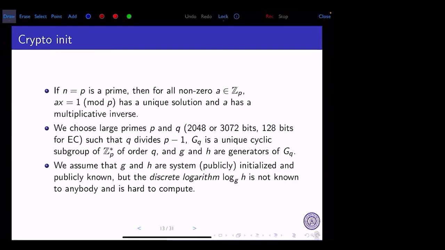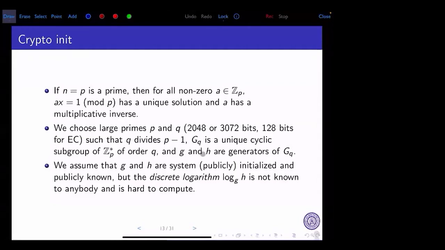For technical reasons, we will be forced to work on elliptic curves, which are like modular groups, but we require 128-bit for an elliptic curve. But let's just stick to modular groups, forget the elliptic curves. So we require P and Q to be really, really large numbers. And we use G of Q to be a unique cyclic subgroup of P. And we choose two generators, G and H, for the group, right? So we choose a very large group of 3072 bits, and we choose two generators for it, G and H.